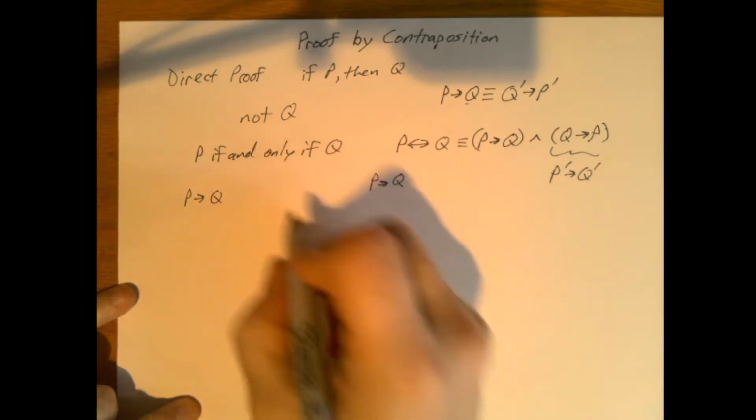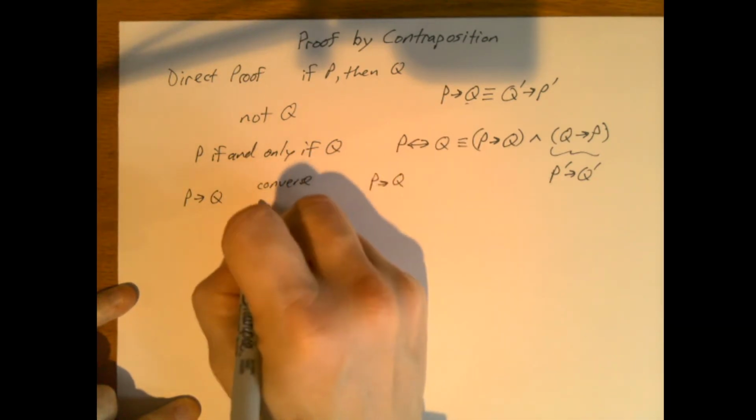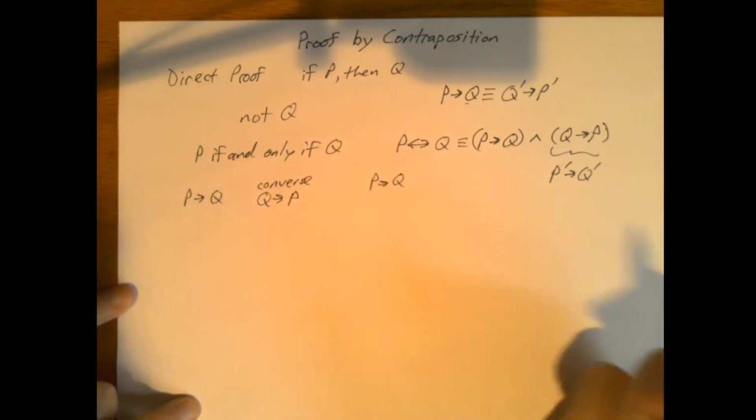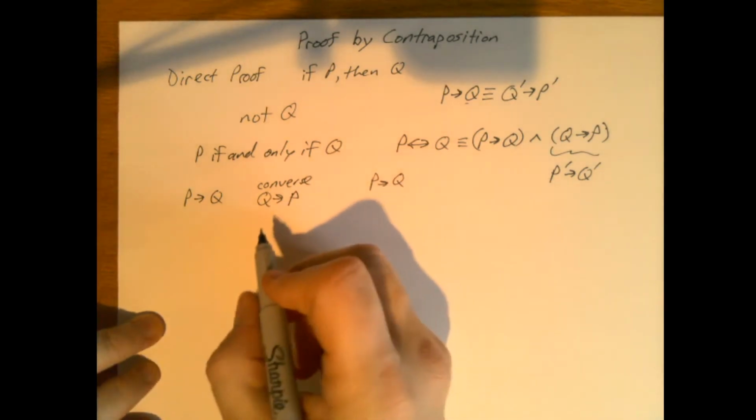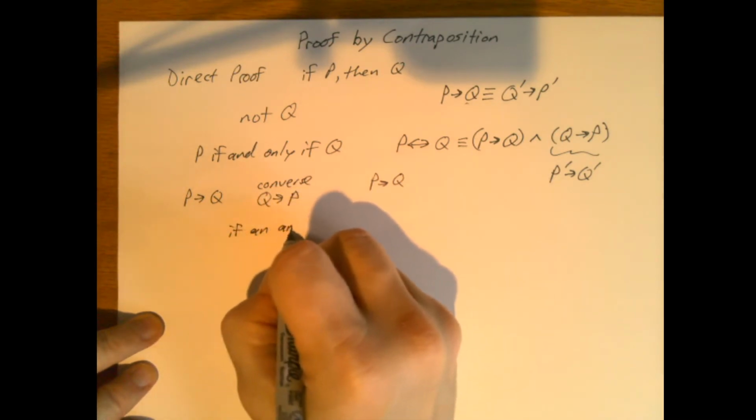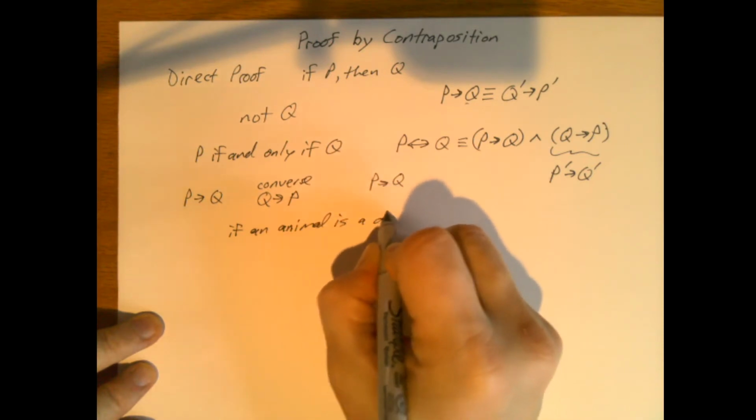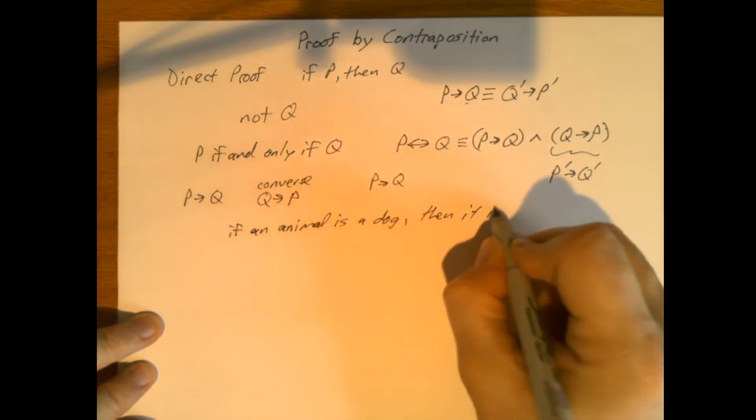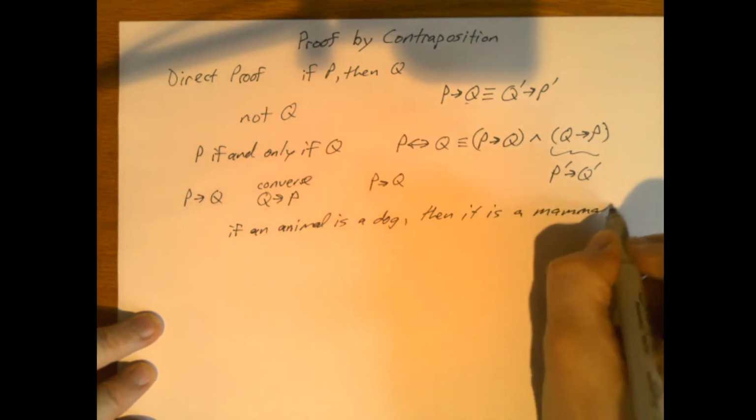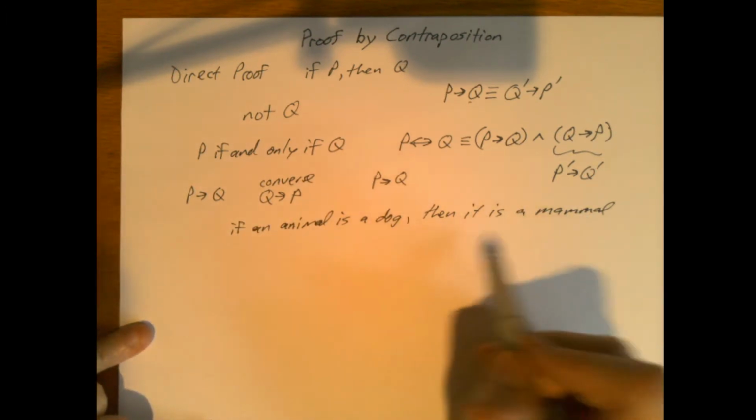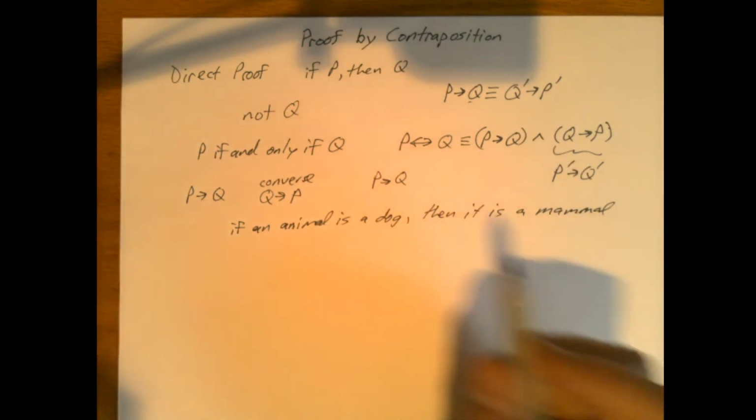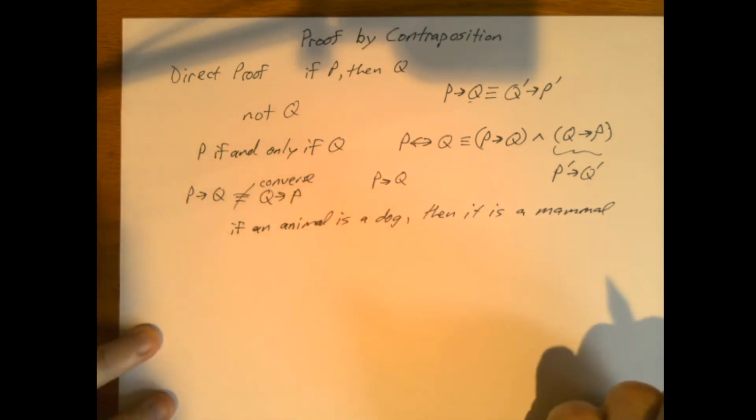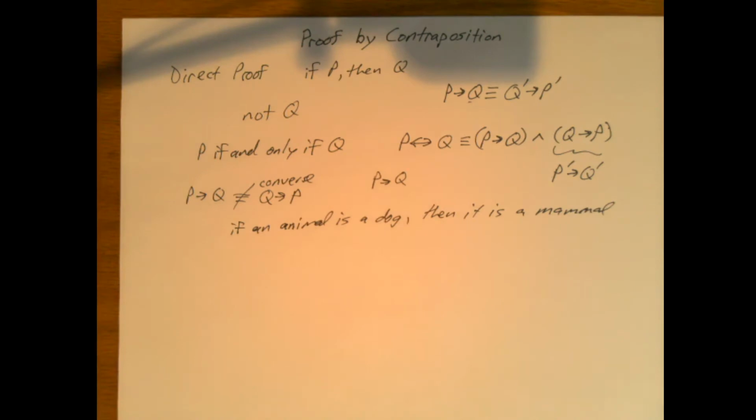Be careful not to confuse P implies Q with its converse, which is Q implies P, okay? Why are those not the same? Well, we can set up a truth table and show they're not the same, but then we can give an example and say something like this. If an animal is a dog, then it is a mammal. Right? But we can't then conclude that if we're looking at a mammal, it must be a dog, because it might be an elephant, might be a monkey, could be a whale, any other mammal, right? So these two are not equivalent.